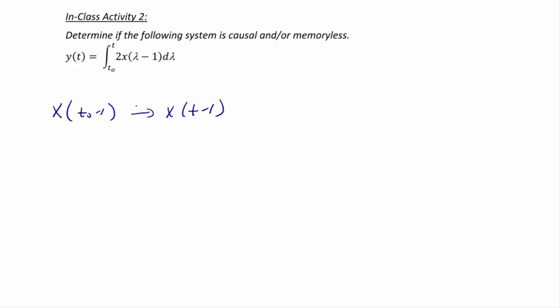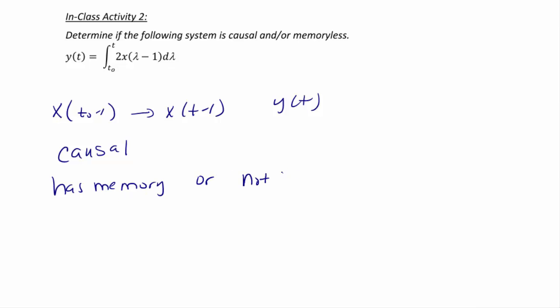So since the output at time t does depend on past values of t, you would say that this system is causal, but because it depends on past values of x, it does have memory, so it's not memoryless. So you can either put has memory or not memoryless.